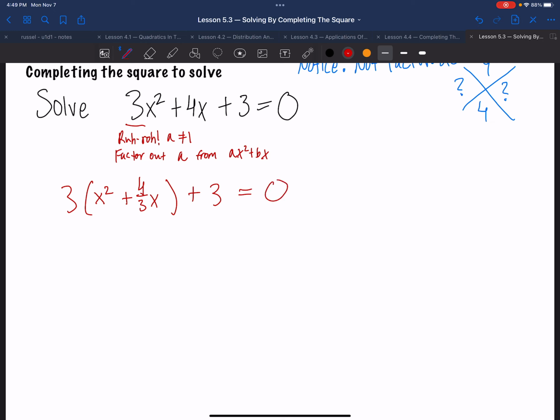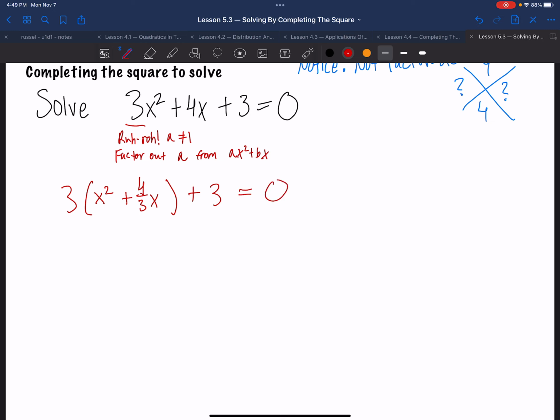I want to isolate this square, and I want to do that so I can take the square root. So I will subtract 5/3 to the other side, and then I will divide by 3.